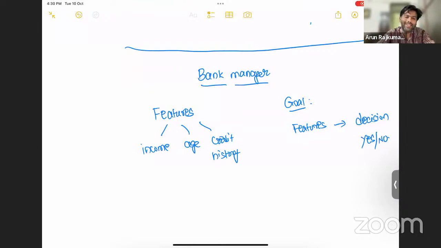But how do you decide this rule? How does the computer learn this rule? From where can the computer learn this rule? What information does the bank have that the computer can use to learn such a rule? History. What do you mean, Akshaya? Very good. What do you mean by history? What history?